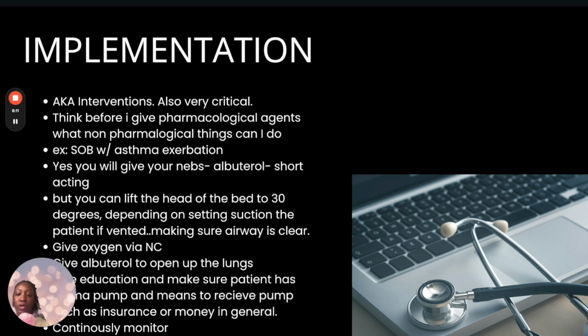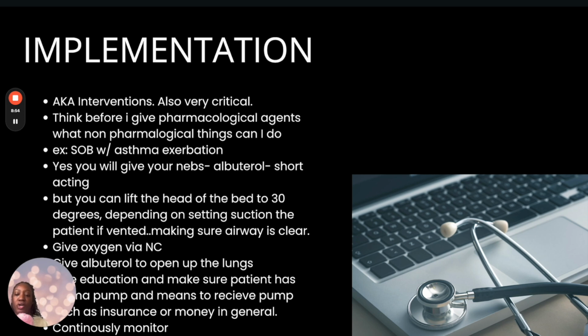Non-pharmacological things are, you can lift the head of the bed to 30 degrees, depending on the setting, whether they're vented or not, suction them, and make sure that airway is clear. Give oxygen. And this is a good one, actually, when you're doing priority questions. If they ask what's the first thing you want to do, it depends on the scenario. That's the thing about nursing questions. It depends on the scenario, on the information that's given to you. That will decide in what order you would do this.